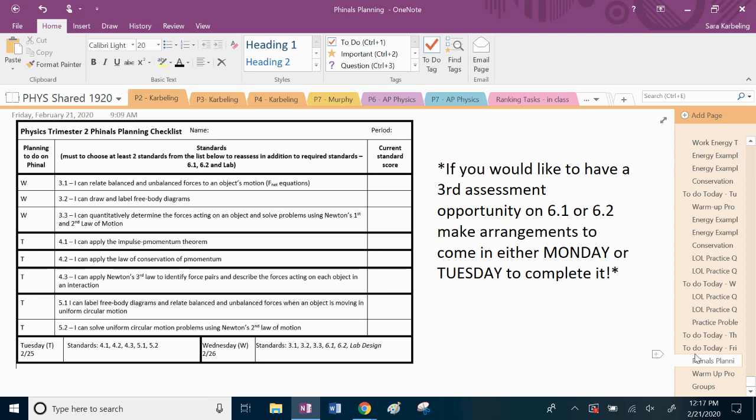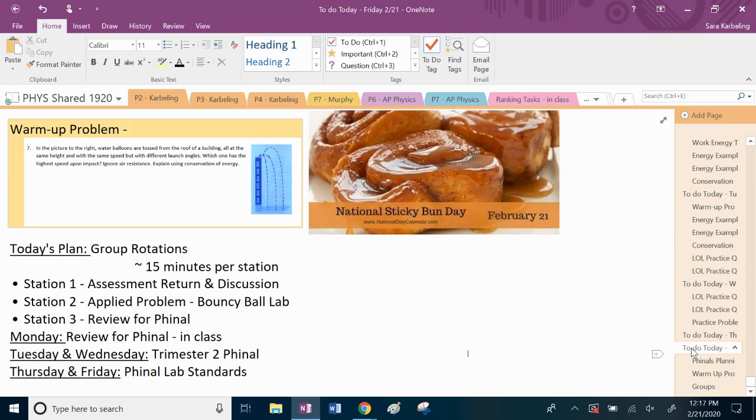Okay, last thing, and then we will get our warm-up started and move on to our stations. So today we're going to do some stations. We've got 3 of them. The first one is where you'll get your quizzes back. That'll be up here with Mr. B. So you'll sit at one of these 3 tables and you'll get quizzes back and discuss that sort of stuff.